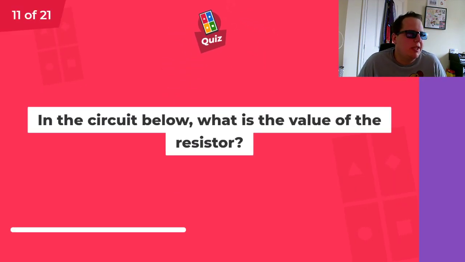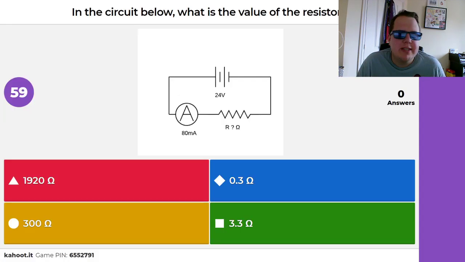All right, question 11. In the circuit below, what is the value of the resistor? So in this circuit, what is the value of this resistor?